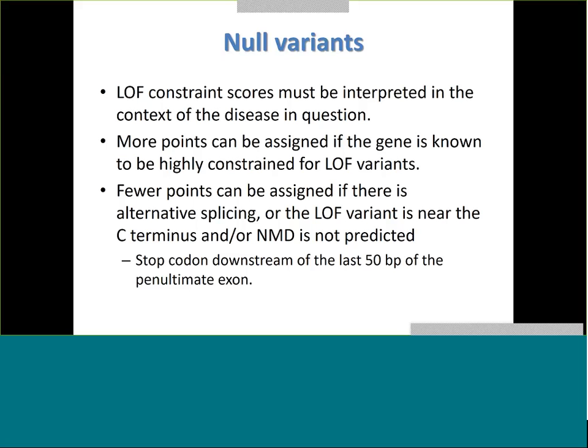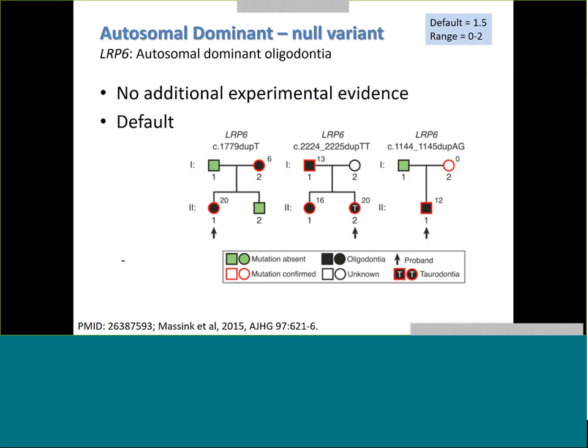And as I mentioned, of course, thinking about things like alternative splicing, or if a premature termination codon is near the C terminus and nonsense-mediated decay wouldn't be predicted. So these are all things that you should consider when looking at null variants. So one example of this, again for LRP6, autosomal dominant oligodontia. There was no additional experimental evidence provided in this case, and they found these 3 different frameshift variants, which were inherited in an autosomal dominant manner in this family. And I would have just given these the default score for these.